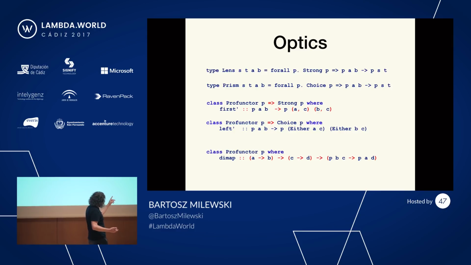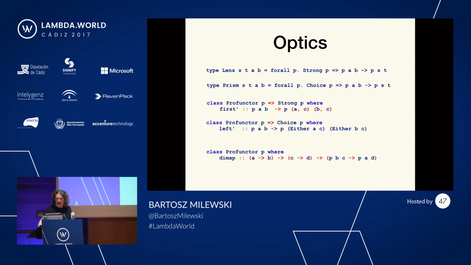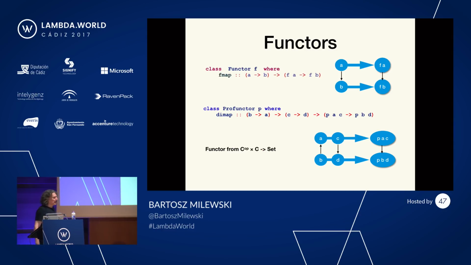But the funny thing is that A and B are kind of inverted. You see, PBC goes to PAD. That's an important thing about profunctors. Okay, so now let me show you some pictures.